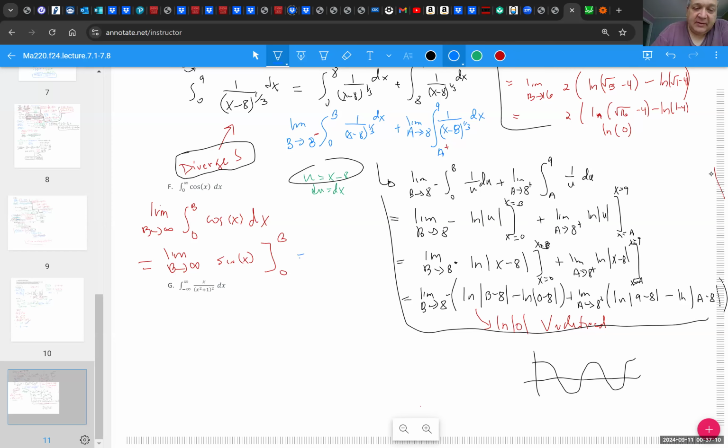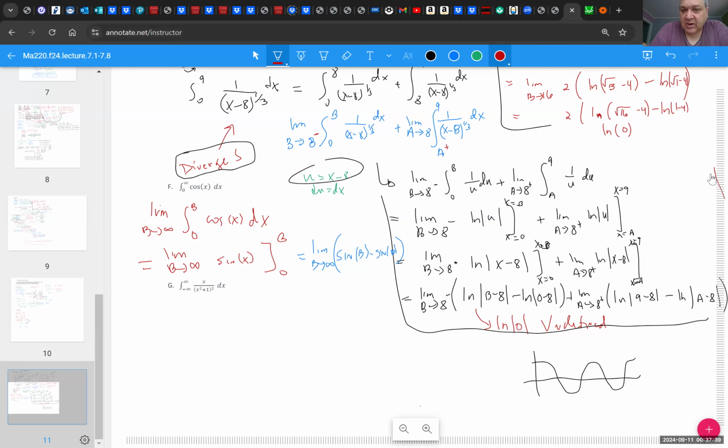And now I just plug stuff in. So I'm going to get the limit as b approaches infinity. I plug in b, I get sine of b. And I plug in 0, I get sine of 0. And so this is what my limit is. My limit as b approaches infinity of sine b minus sine 0. Well, sine 0 is a number. Sine 0 is 0, actually. So we know what that is. But what happens with sine b?